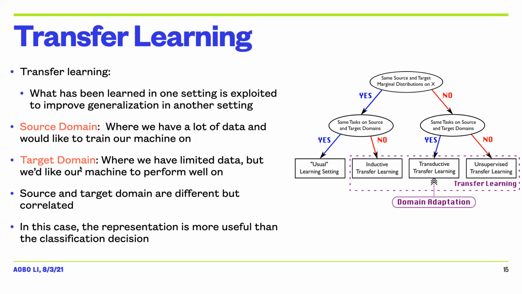That's actually different. Remember, the training set and validation set are from exactly the same data set. They are just split randomly so that we only train on part of the data and try to generalize to the other part of the data. In transfer learning, the source domain and target domain don't have to come from the same data set. The source and target domain can be different, but they are correlated. So in this case, the representation is more useful than the classification decision because it contains more information.